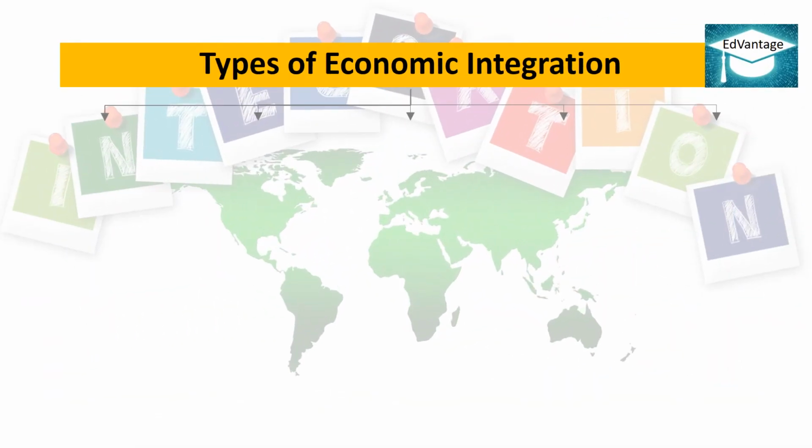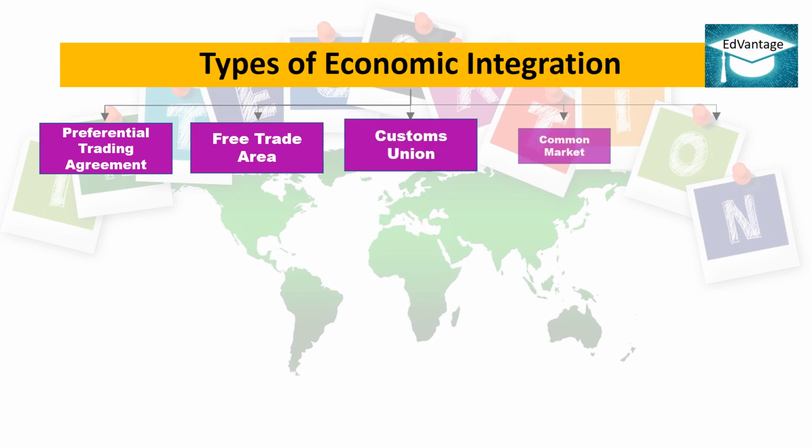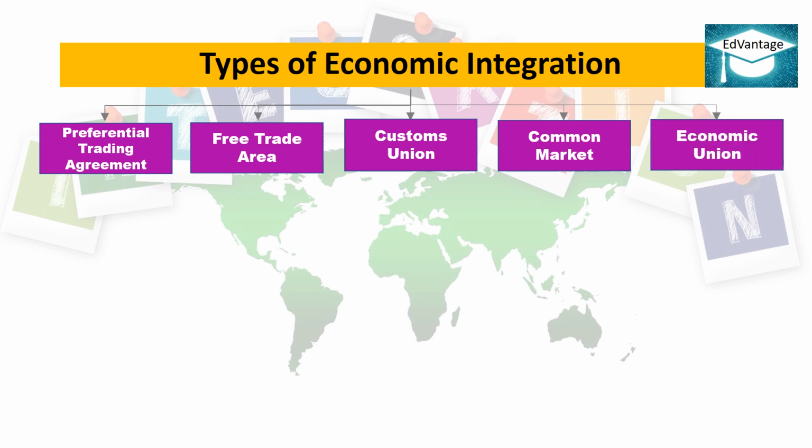There are 5 types of economic integration. 1. Preferential trading agreement. 2. Free trade area. 3. Customs union. 4. Common market. 5. Economic union.